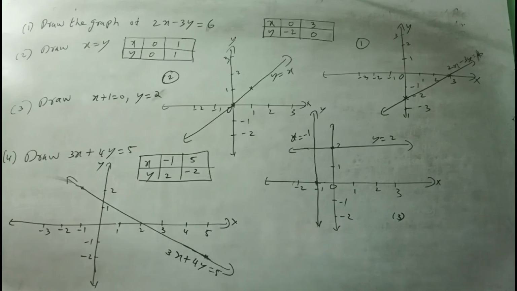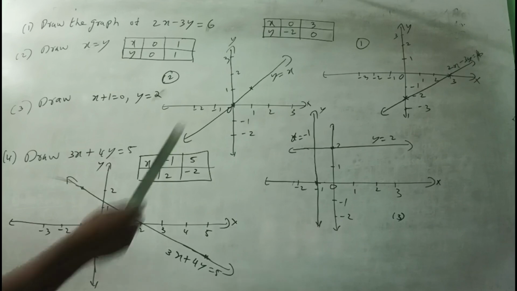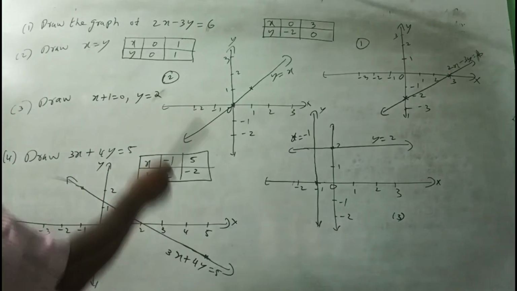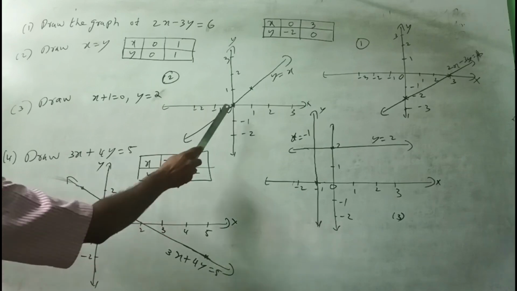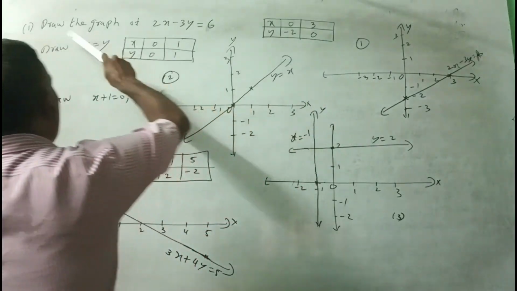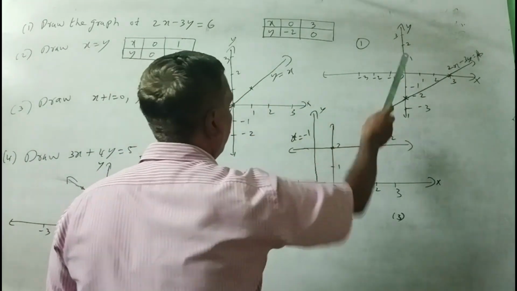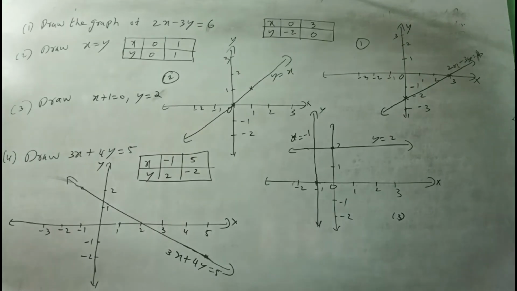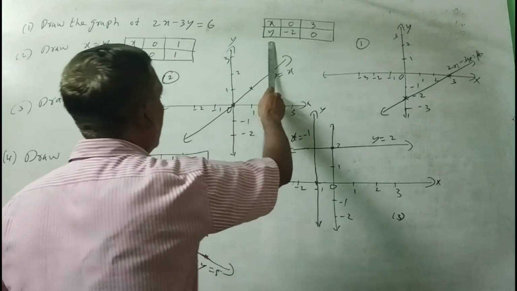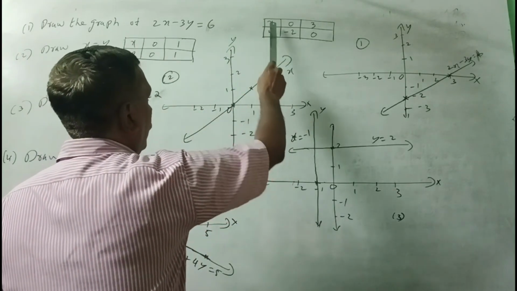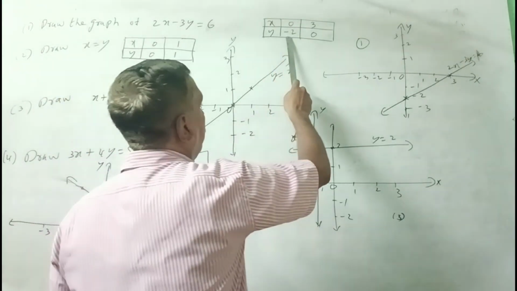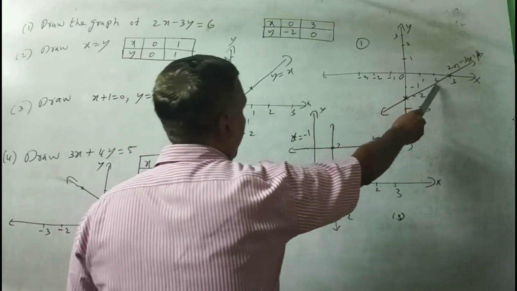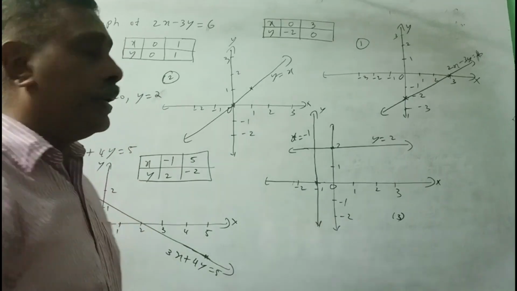Few graphs are drawn, linear equation in two variables. All the graphs will be straight lines. The first question is draw the graph of 2x minus 3y is equal to 6. This is the first graph. Now for that I made a table. I put the values of x and y in such a way that both of them can be assumed very easily in the coordinate geometry.